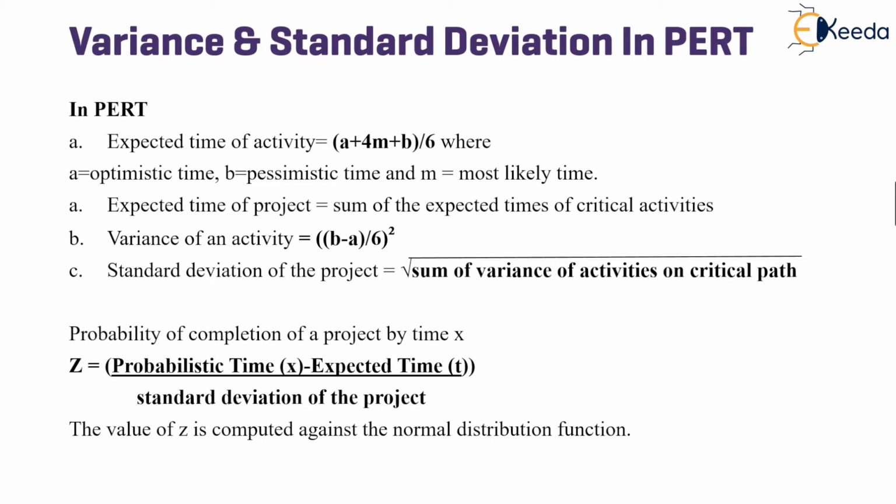Once we obtain the standard deviation, we can calculate the probability of completion of a project by any x time. For this, we will require the z table. Therefore, the z number is equal to the probabilistic time x minus expected time t, divided by the standard deviation of the project. How this formula is used, we will see in the example.